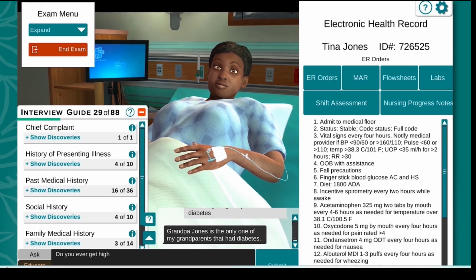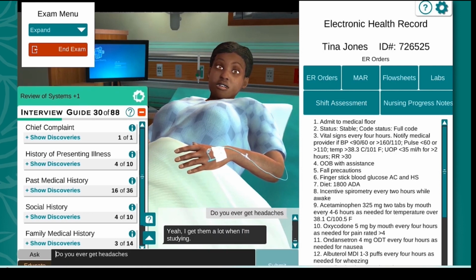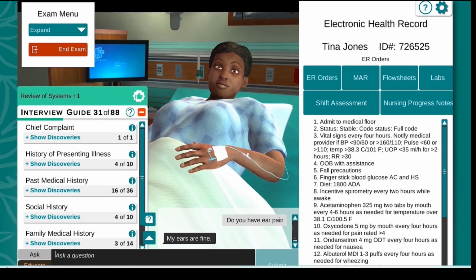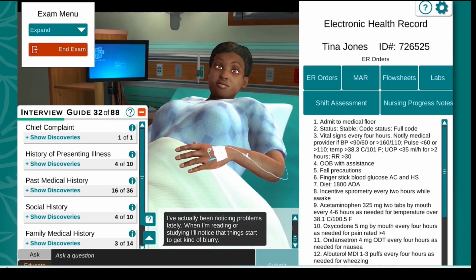Do you ever get headaches? Yeah, I get them a lot when I'm studying. Do you have ear pain? My ears are fine. Do you have any vision problems? I've actually been noticing problems lately. When I'm reading or studying, I'll notice that things start to get kind of blurry.